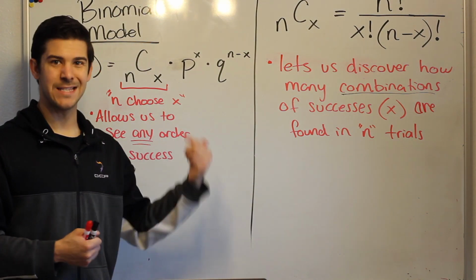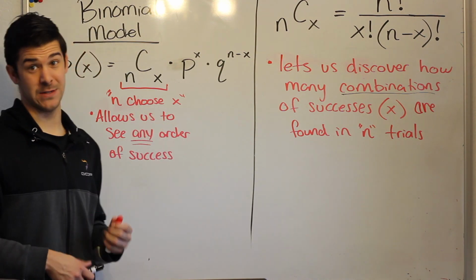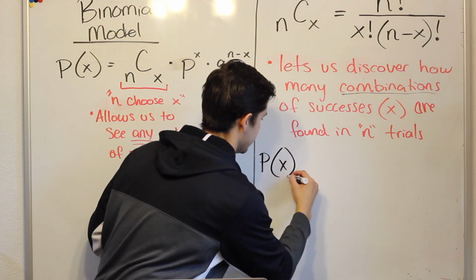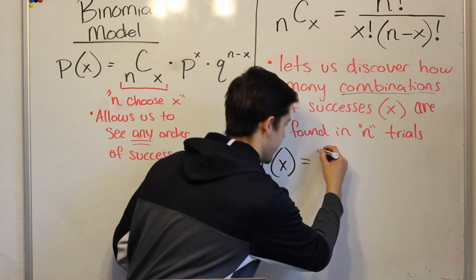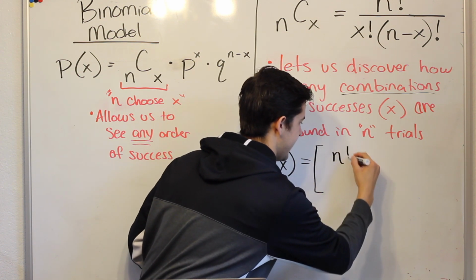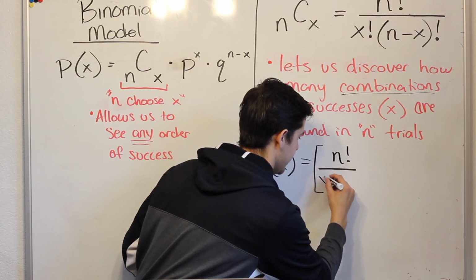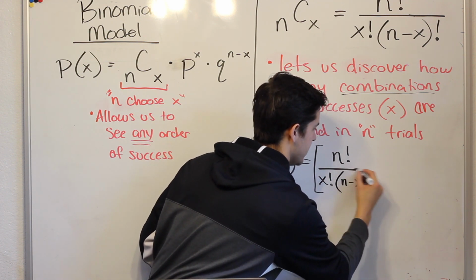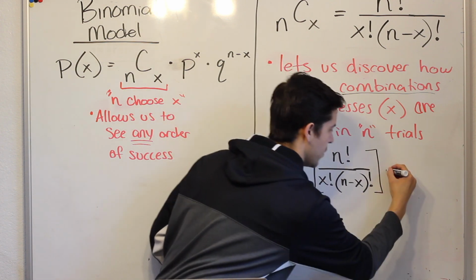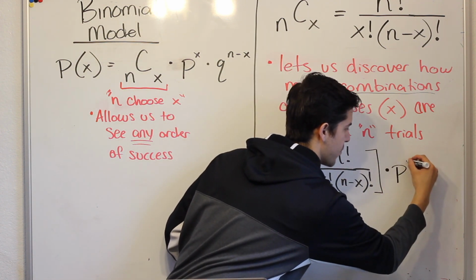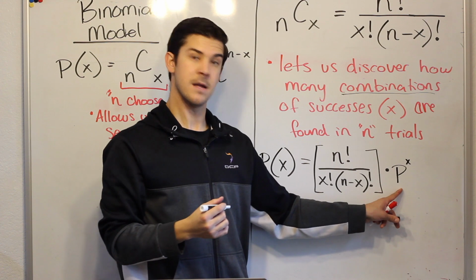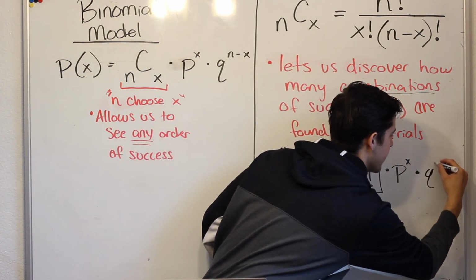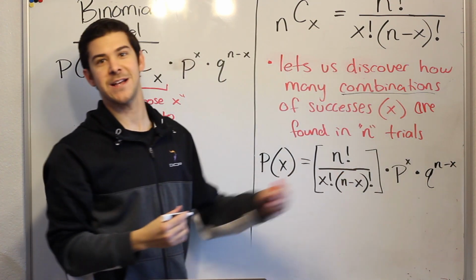So with this said, you can rewrite this equation if you'd like and turn it into the probability of x equals, I'm going to put a bracket here, n factorial divided by x factorial times n minus x factorial, multiplied with the probability of succeeding x amount of times and the probability of me failing the rest of the time.